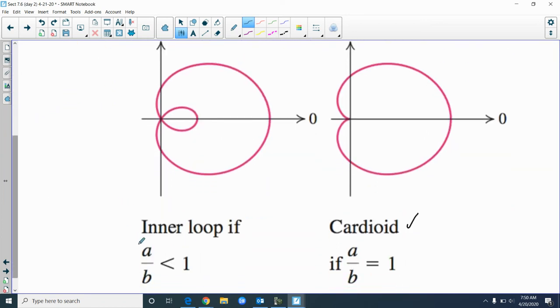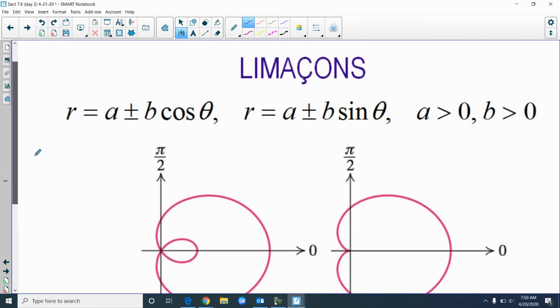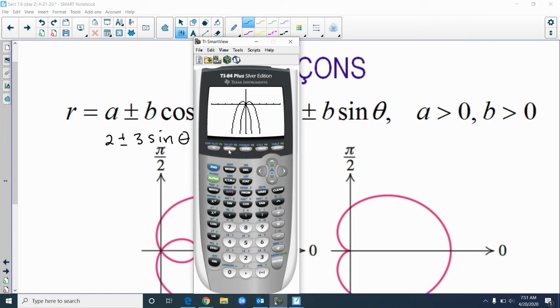And then if A over B is less than 1, okay, so that was 1 and 3, so this number is smaller. And it could be sine, so 3 sine of theta. You're going to get an inner loop. So let me just go back to here to show you. I'm going to go back to my window and make it -5 to 5. Okay. And so if I make that 2 minus, let's see what happens here, 5 sine of theta. And actually, let me make it a plus.